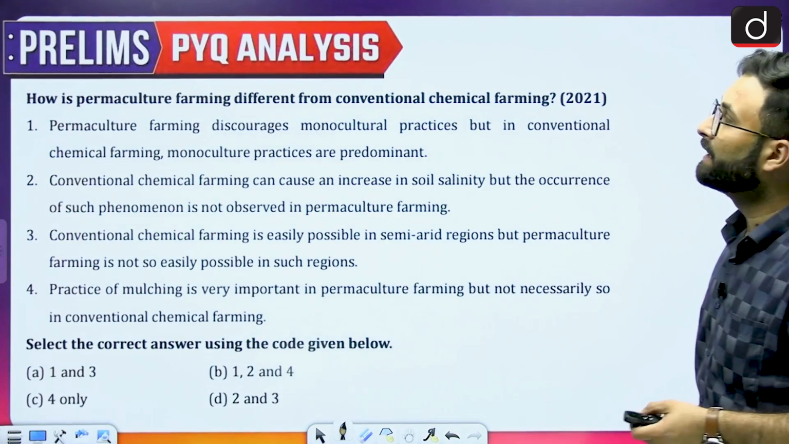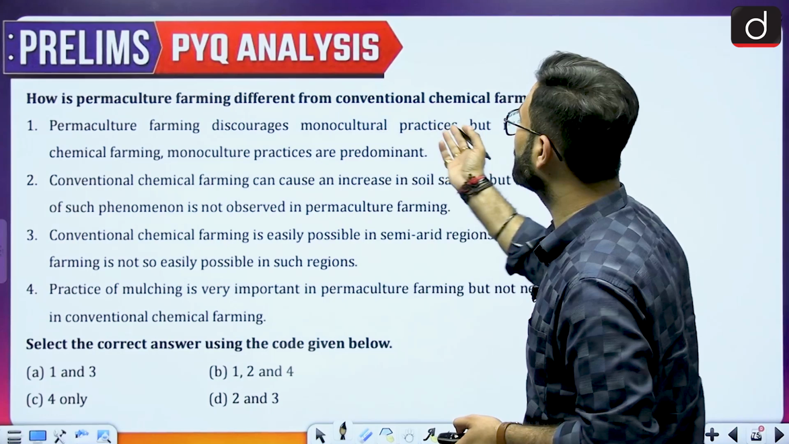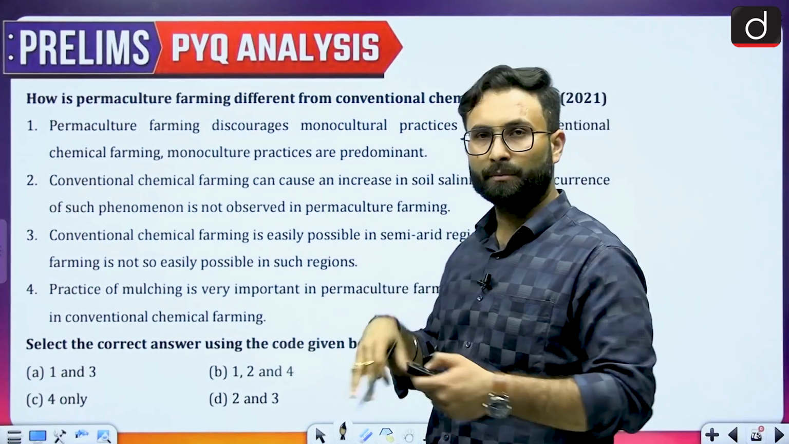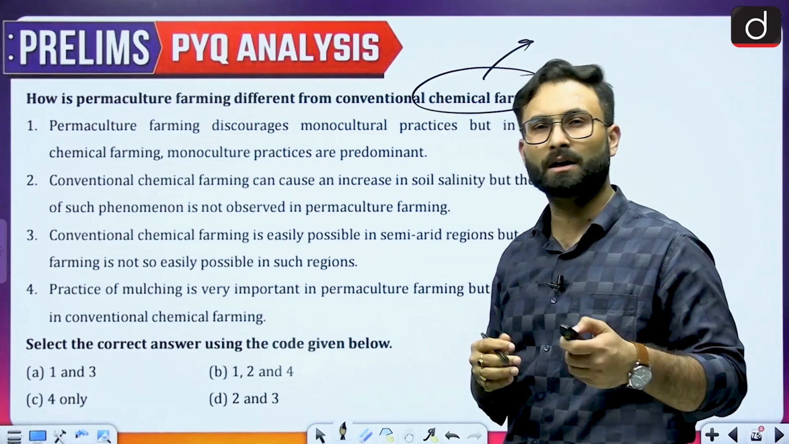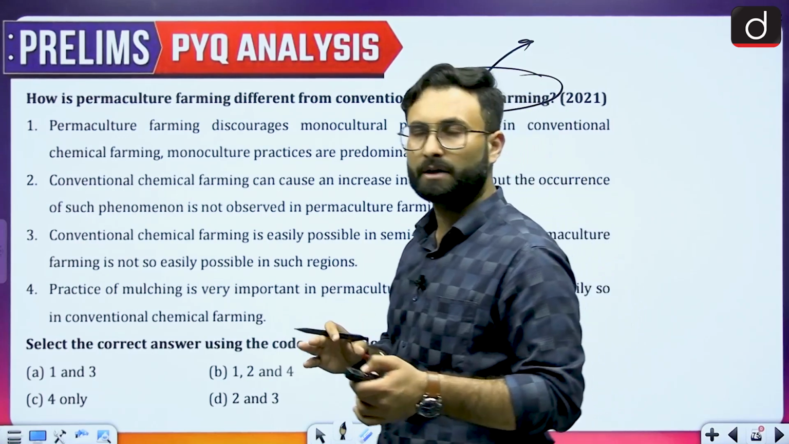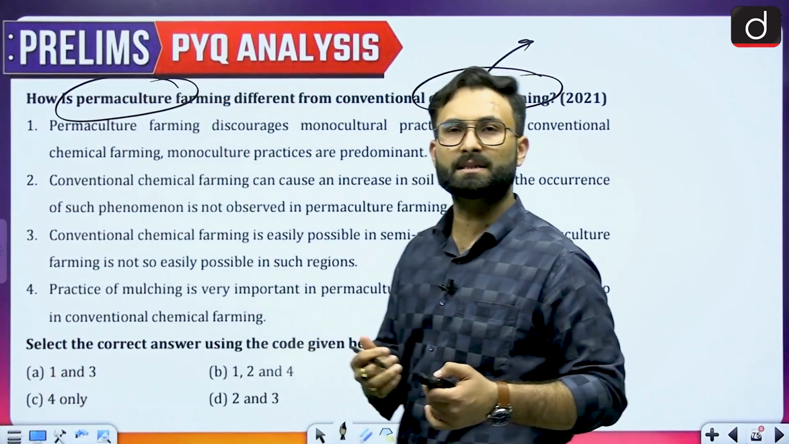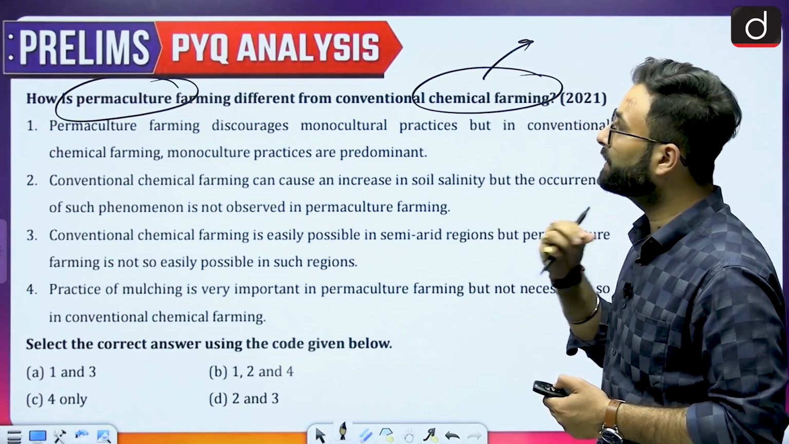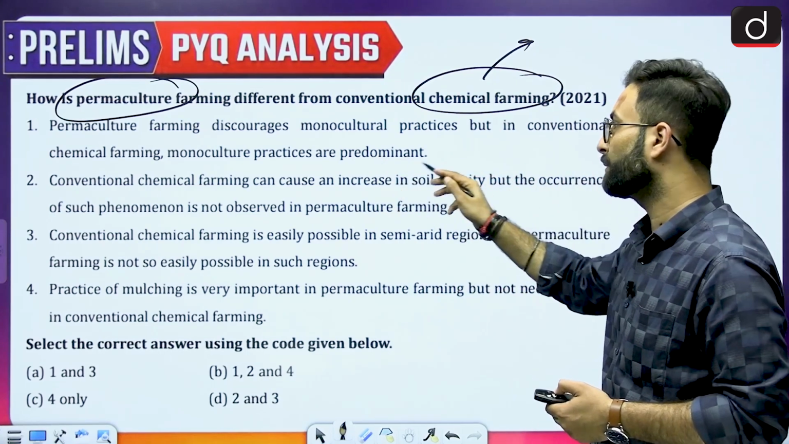Now let's move further. How is permaculture farming different from conventional chemical farming? Chemical farming is basically where you are using pesticides or herbicides, etc. And permaculture is basically the one where we are going for sustainable practices. You are using nature much in that. Permaculture farming discourages monoculture practices, but in conventional chemical farming, monoculture practices are predominant.